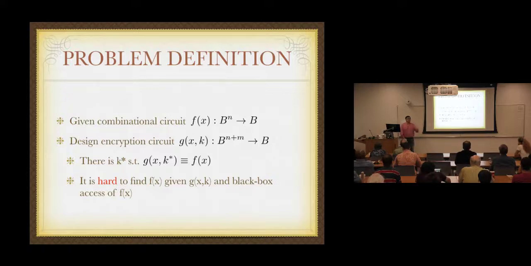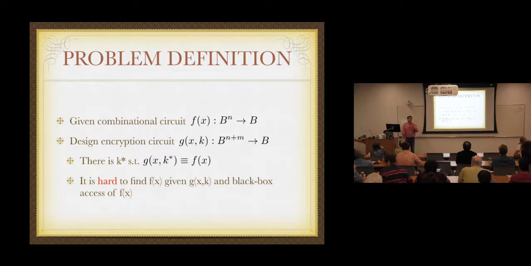So what you need to do is design an encryption circuit. This encryption circuit has m extra inputs. We call them the keys. So here, it is a circuit with n plus m inputs and 1 output. And you want to make sure there's only one correct key value that will make the encryption circuit exactly the same as the original circuit F(x).